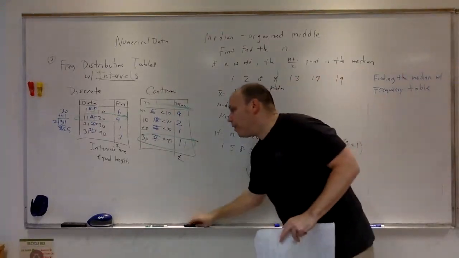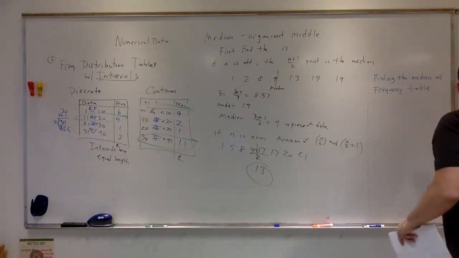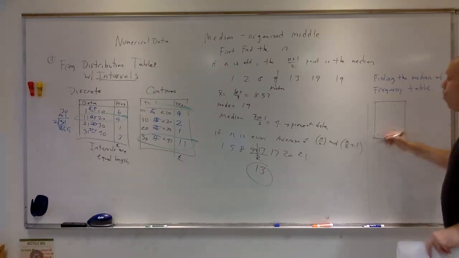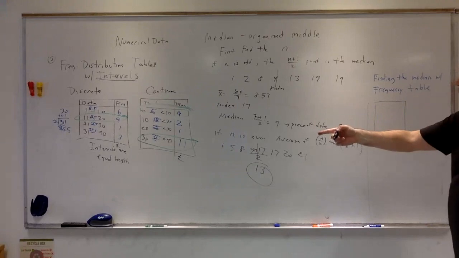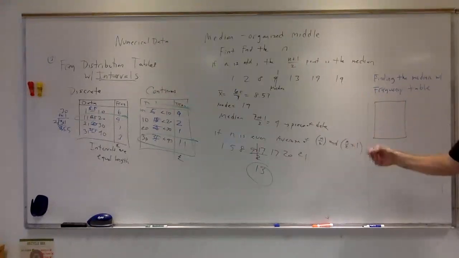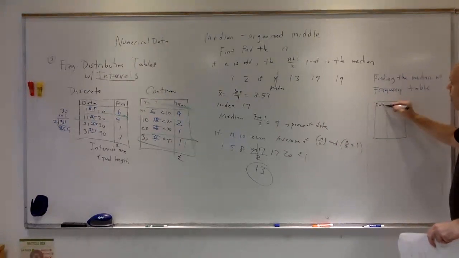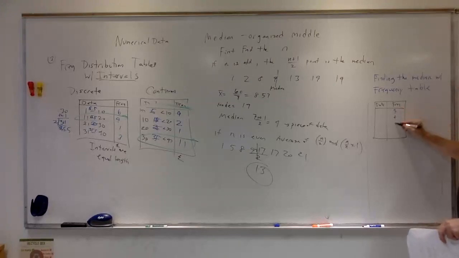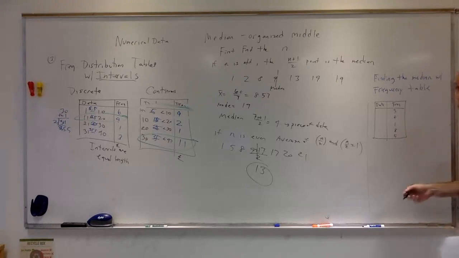So let's make a table. I really want a black pen, but I'm running out of ink. So we collected some data. It doesn't really matter. Here's our data, and here's our frequency. There's 3, 4, 1, 8, and 5.